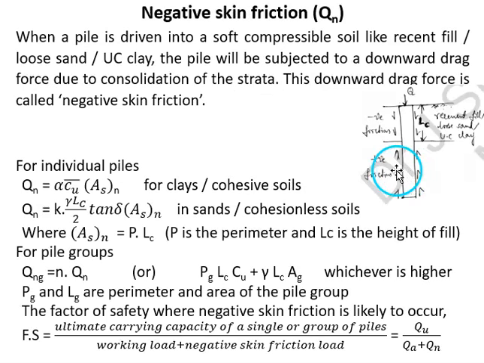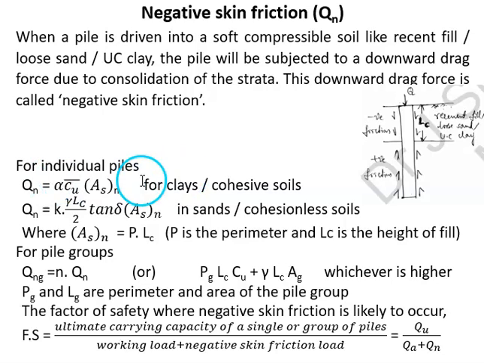Negative skin friction. When a pile is driven into a soft compressible soil like recent fill, loose sand, or unconsolidated clay, the pile will be subjected to a downward drag force due to consolidation of the strata. This downward drag force is called negative skin friction.